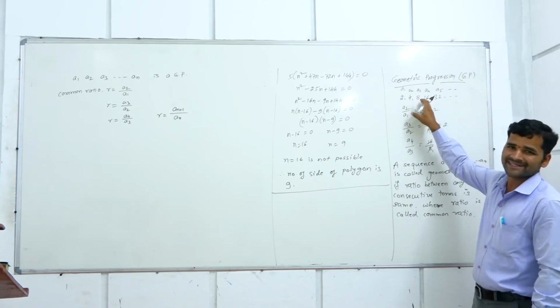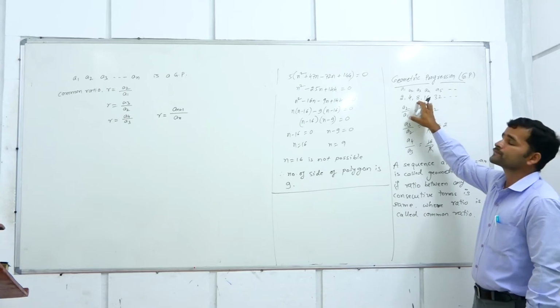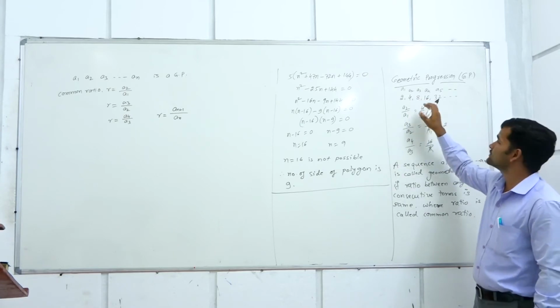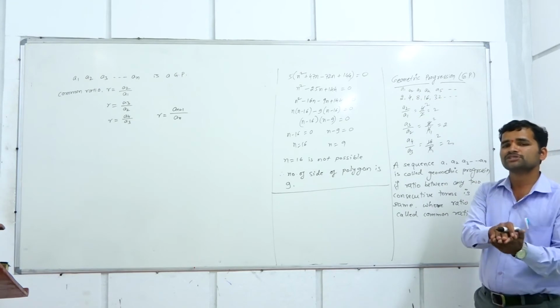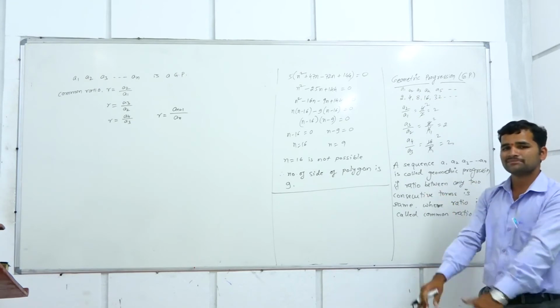4 into 2. Next, fourth term 8 into 2 is 16. Fifth term 16 into 2. ಅಂದ್ರೆ previous term ಗೆ common ratio ಅನ್ನು multiply ಮಾಡೋದ್ರಿಂದ next term ಬರ್ತದ್ರಿ.